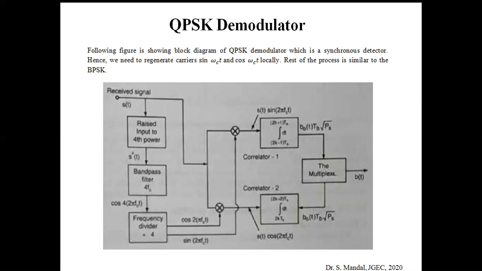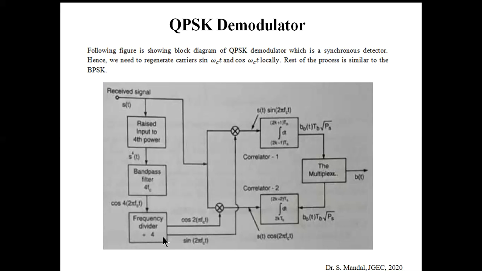The purpose of the band pass filter is to pass the high frequency portion, that means only the 4 fc portion. So this signal passes through a BPF whose center frequency is 4 fc. That means we get cos 4 2 pi fct, or cos 4 omega ct. Next we use a frequency divider. As the name suggests, we divide the frequency of the signal by 4. So ultimately we get the sinusoidal signal cos 2 pi fct, or cos omega ct.